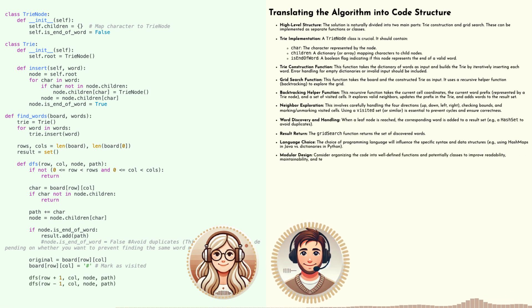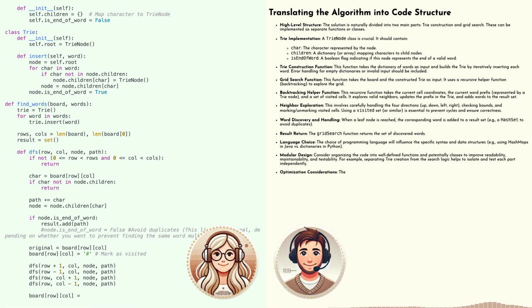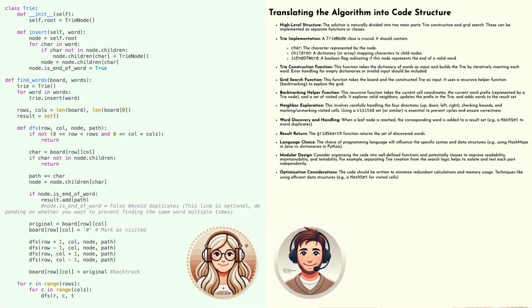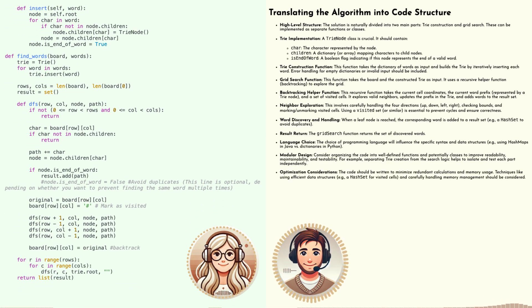Well, we need to build our trie. We could have a separate function called maybe buildTrie that takes the dictionary and returns the constructed trie. Right. So inside our findWords function, we call buildTrie to get our trie all set up. What next? Time to start exploring the grid. We can use nested loops to iterate over each cell. Good. So for each cell in the grid, what do we do? We check if the letter at that cell is in our trie. If it is, we can start exploring paths from that cell.